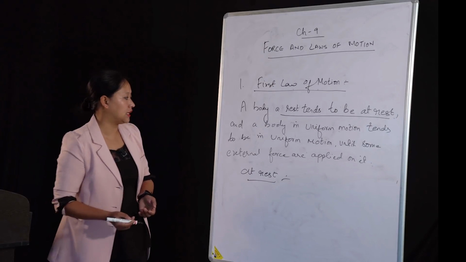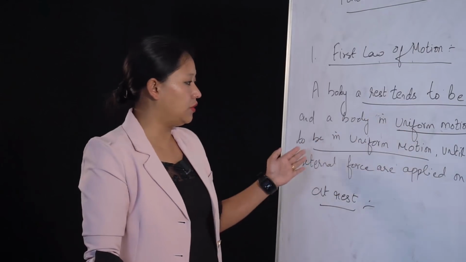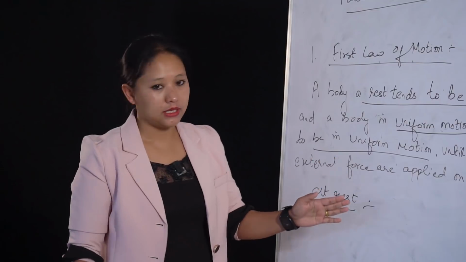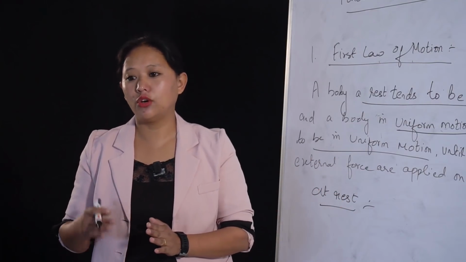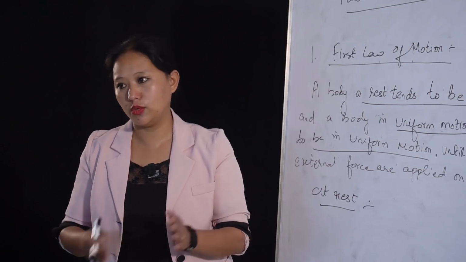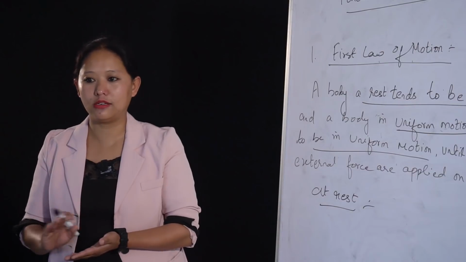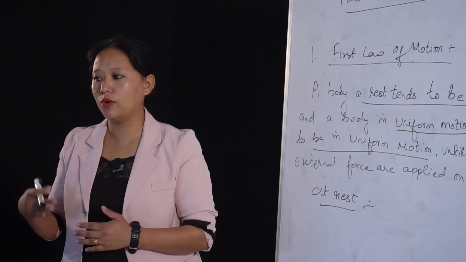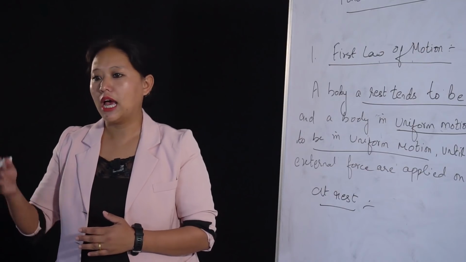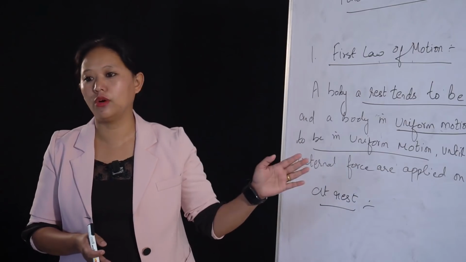And similarly, the second portion is a body in uniform motion tends to be in uniform motion. So that means moving with a constant velocity. The object will move with a constant velocity. When I say constant velocity, that means we are talking about a frictionless surface. Where there is no friction, the object will keep on moving with a constant velocity until and unless some external force is applied on it to stop the object.